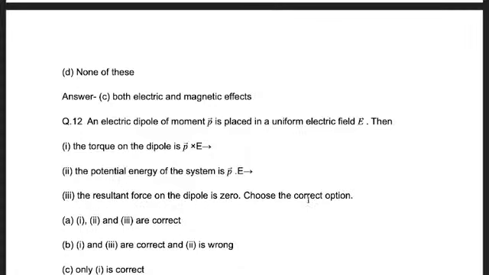Choose the correct option. A. 1, 2 and 3 are correct. B. 1 and 3 are correct and 2 is wrong. C. Only 1 is correct. D. 1 and 2 are correct and 3 is wrong.